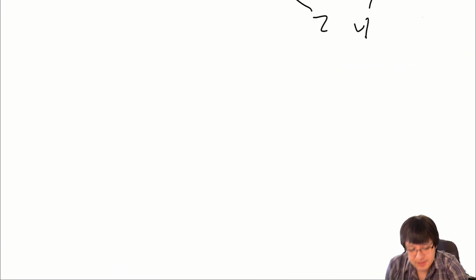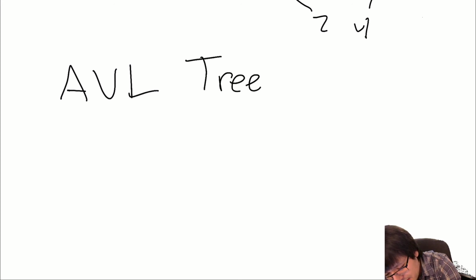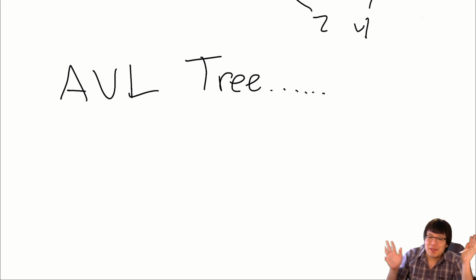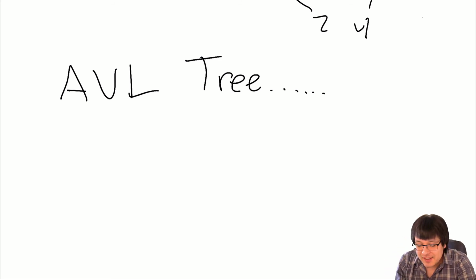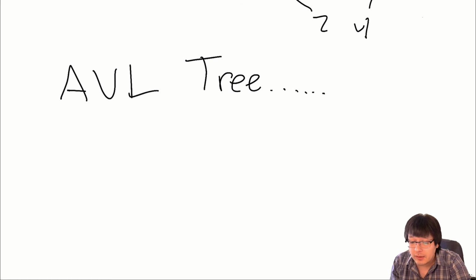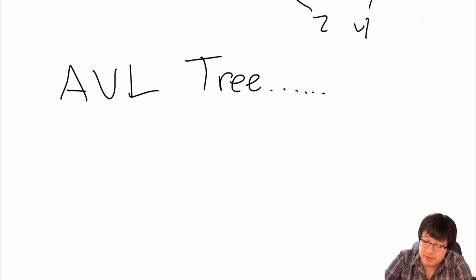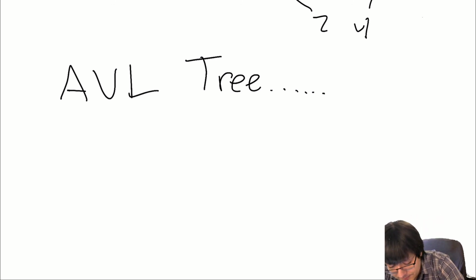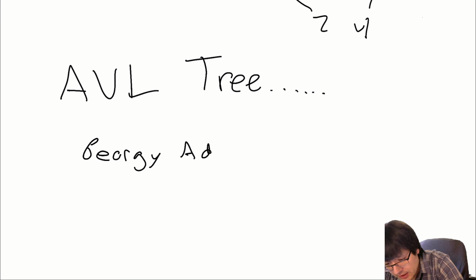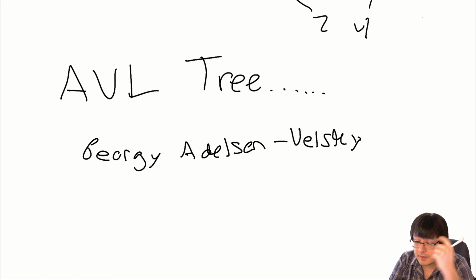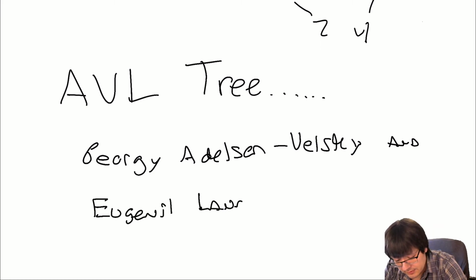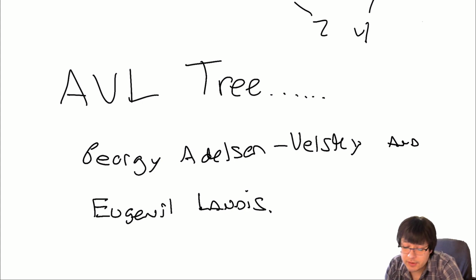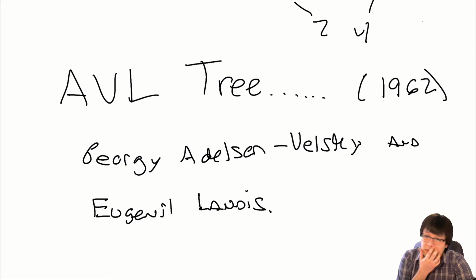AVL trees are a pathway to a balanced tree. So what does AVL stand for? AVL is actually named after the people that came up with this: Georgy Adelson-Velsky and Evgenii Landis. Together, in the year 1962, they came up with the AVL tree algorithm.